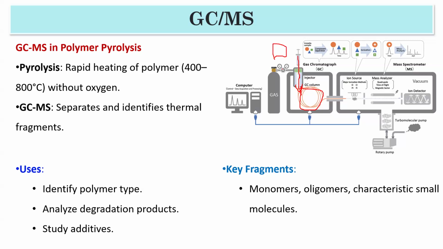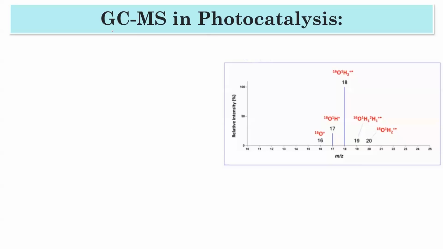In this system itself there will be an oven connected here. You drop your sample here, pyrolysis will happen, the sample will be broken down, and then it will be introduced inside. So GC-MS is good for small molecules.